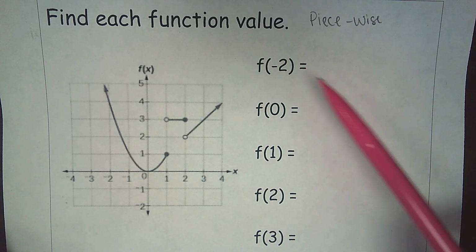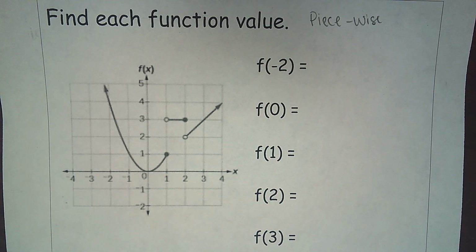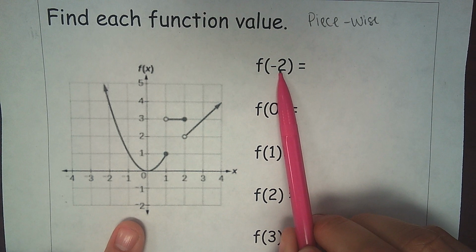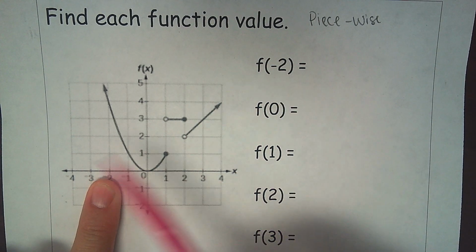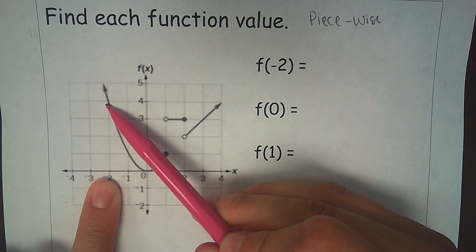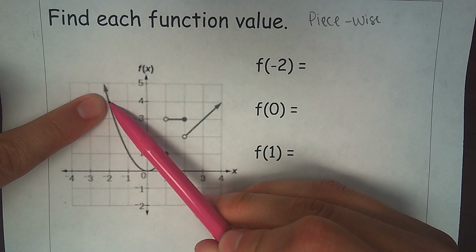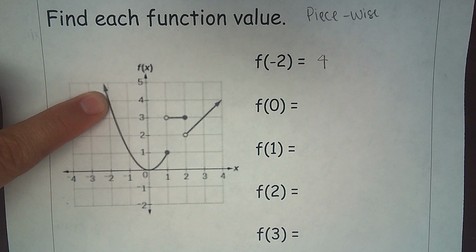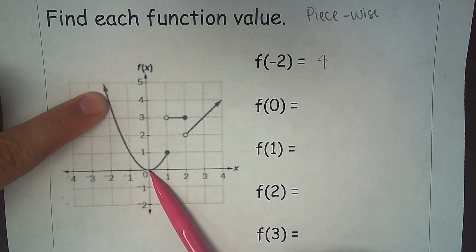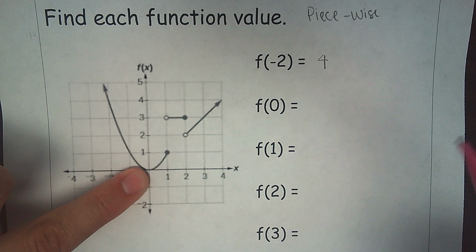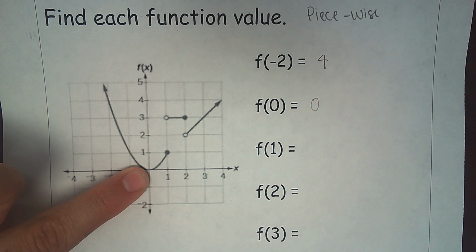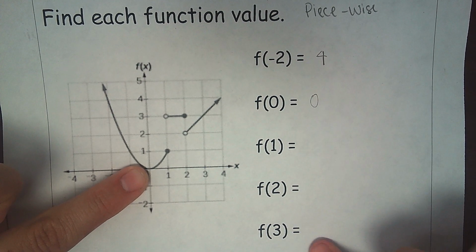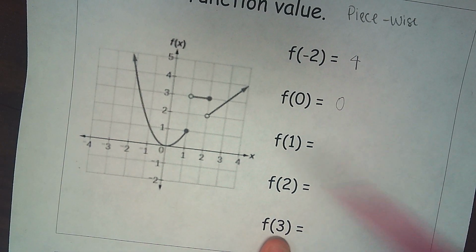So first thing they ask us to find is what is f of -2. So when our input is -2, when our x value is -2, what is our output, or what is our y value? So you can see in this case when x is -2, y is 4. Same thing with 0. So when I'm inputting a 0, what's my output? 0. I'm going to skip these ones for now, and I'm going to go to 3. When my input is a 3, my output is also a 3.